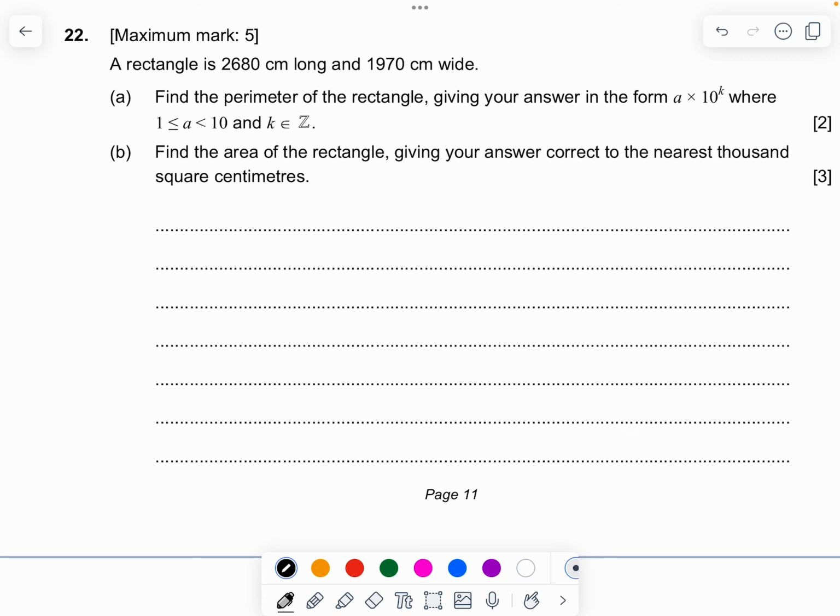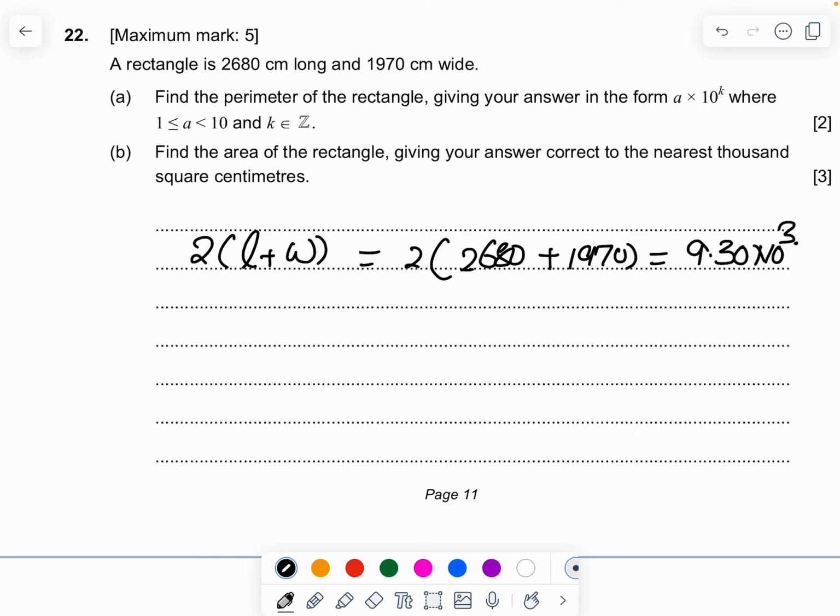22. The area of the rectangle is this long and wide, the perimeter in this form. So perimeter you can do 2 times of length plus width. If at all you want to do 2 times of 2680 plus 1970, which is 9.30 times 10 power 3 centimeters. Part B, area of the rectangle to the nearest 1000 square centimeters.